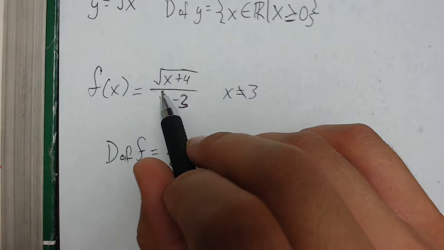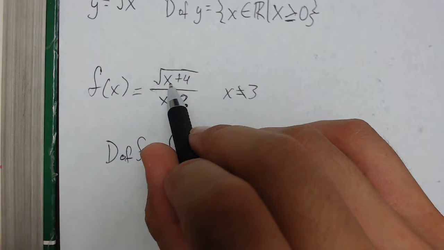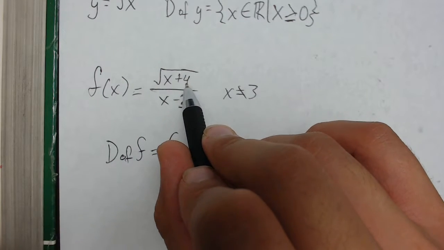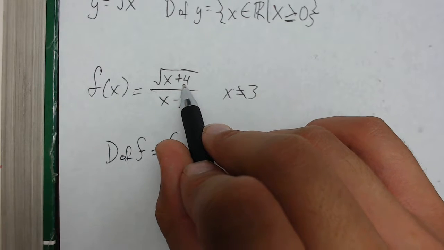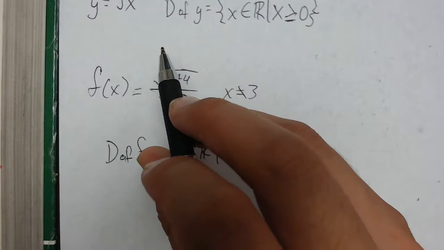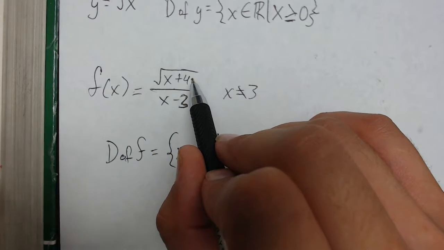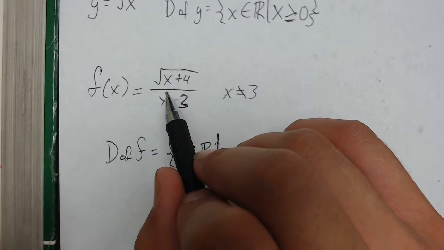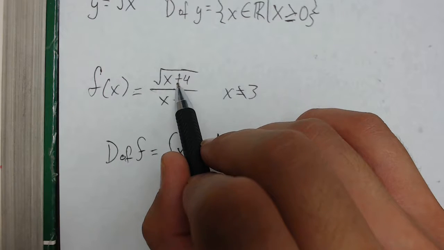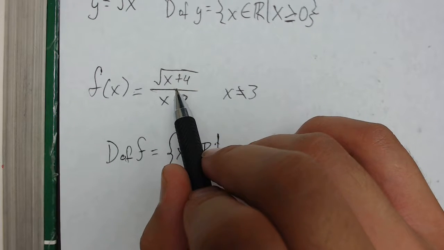Well, if x has a negative value, this could be a negative. For example, if x were negative 20, plus 4 would give us negative 16. So what is the highest negative? We can't just say negative 1, because negative 1 plus 4 gives us a positive number. So the highest negative that x can be is negative 4, because it's okay to have 0.